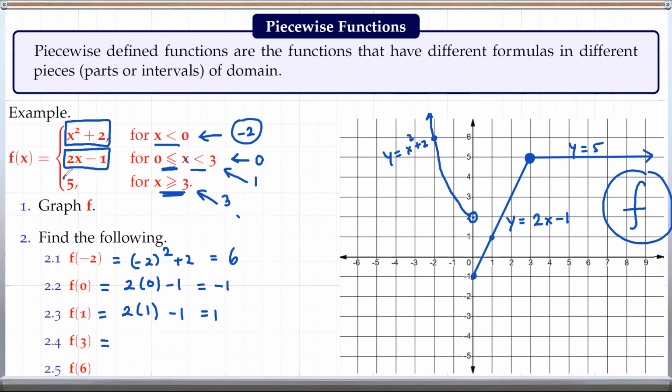So the function is y equals 5 for the third interval. So this will simply be 5. And f of 6 also lies in that interval. 6 is greater than or equal to 3. So f of 6 is 5. All right, so we are done with this example.